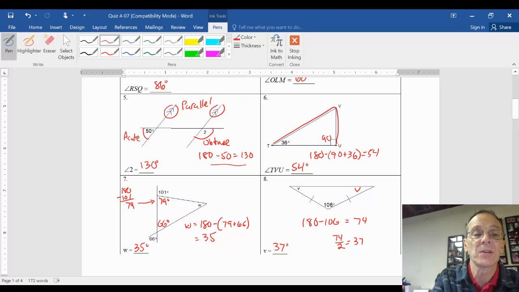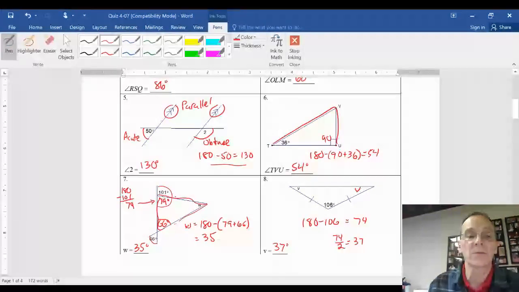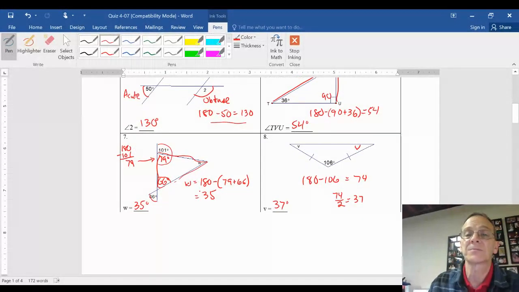Few mistakes on this one here. A few people got number 7 wrong here. These vertical angles must be congruent. These two angles must add up to 180. And then finally, these 3 angles must add up to 180. So there's the 3 steps of solving that problem.